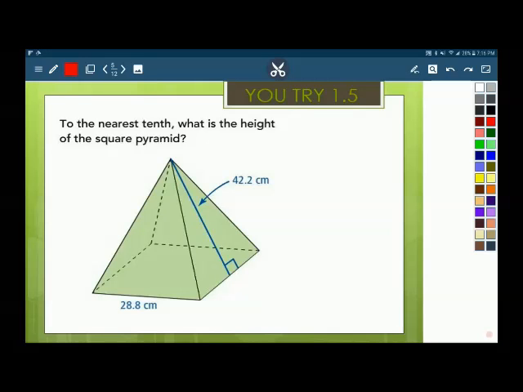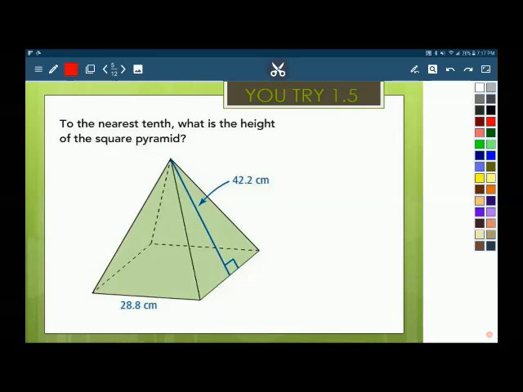Alright, so I've got one more You Try for you guys, only I'm stepping it up a little notch here. I've taken away some of the inner drawings on the triangle. I want you guys to be able to find the right triangle that would signify having the height and the slant height, and then I would like you to find what that height of the pyramid is.